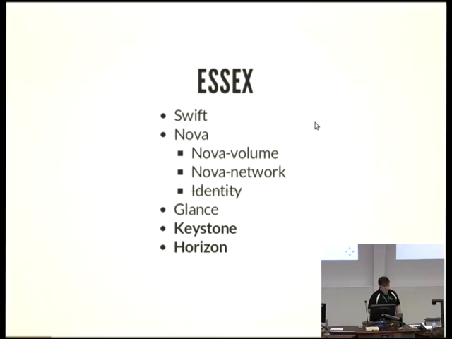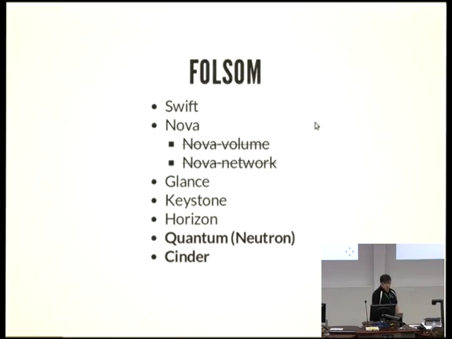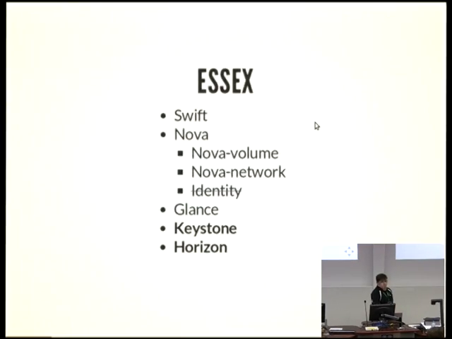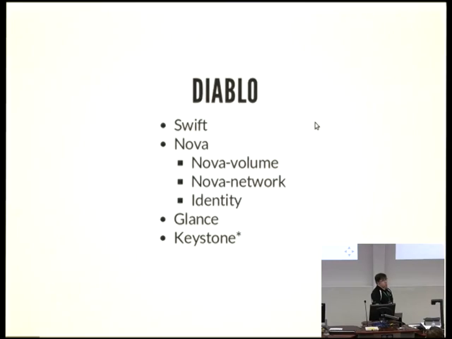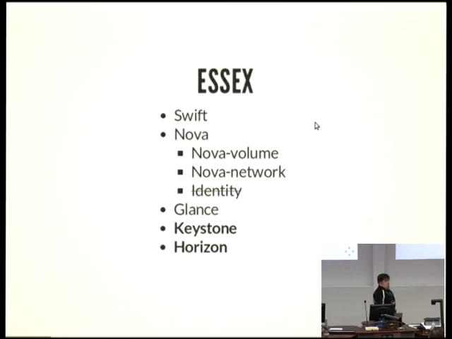And Horizon came in, which is the GUI. In Diablo, that was that. So Keystone got completely rewritten from Diablo to Essex, if I remember the timeline correctly. We're now running what was technically Keystone Lite. This may seem ironic if you've read base. But not ironic the project, because that's a different code base, which is Lite.